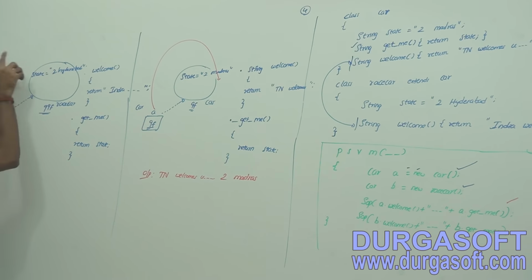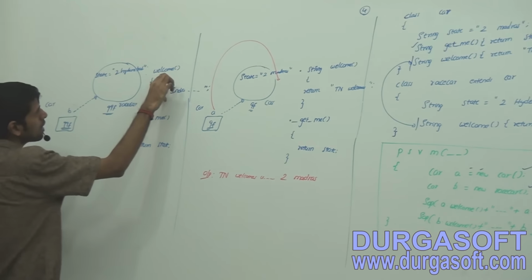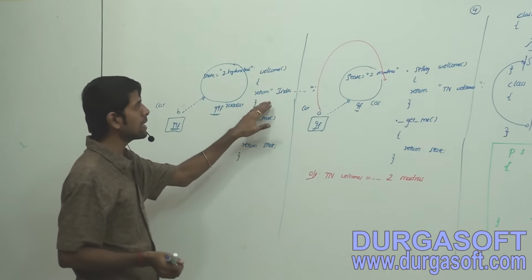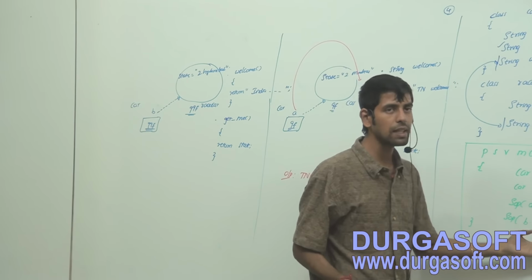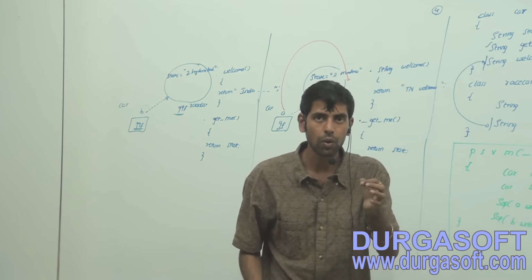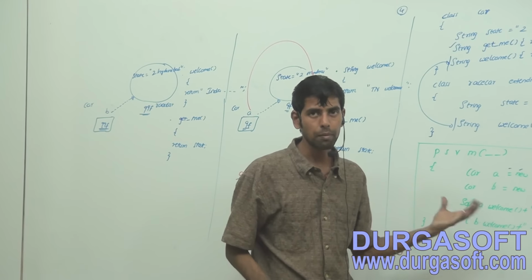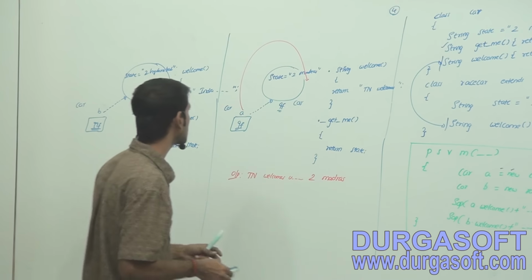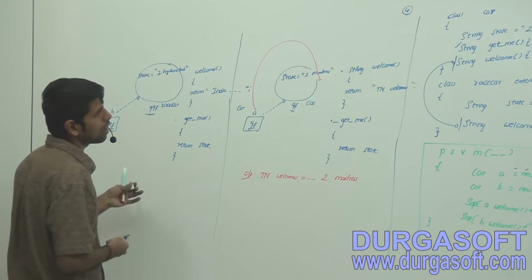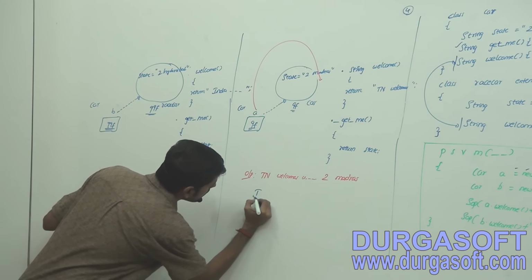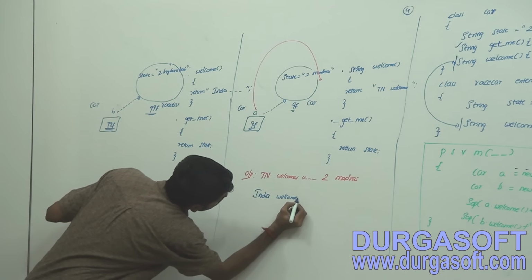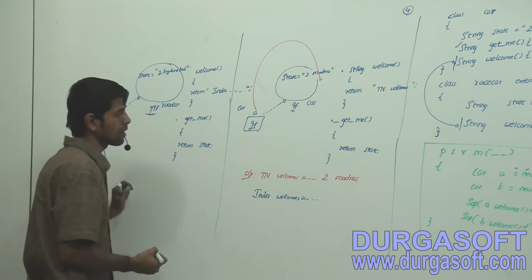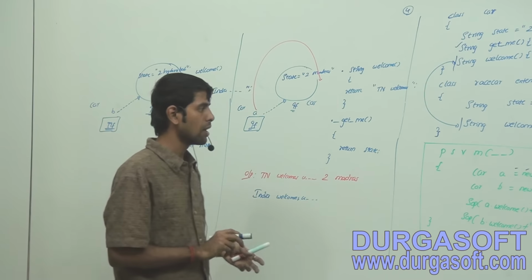B dot welcome. What is this one? It is returning a value. That's why I have put this statement within the System dot out dot println method. Now observe here. It is returning what? India welcomes you. Okay, now come here.